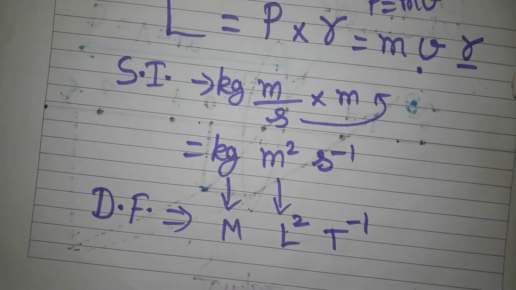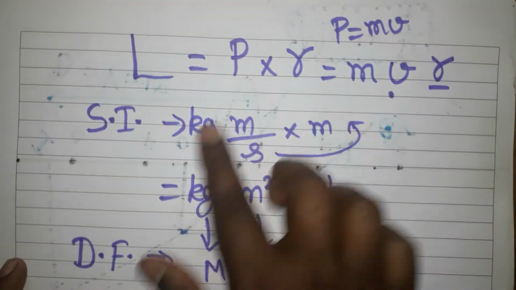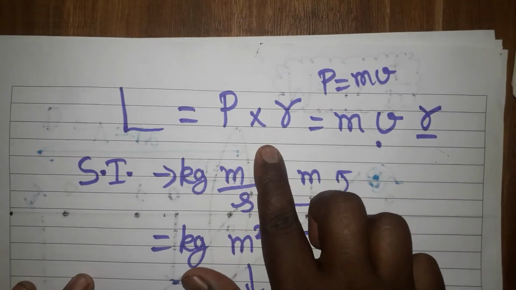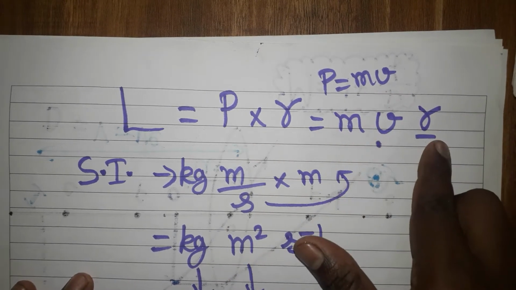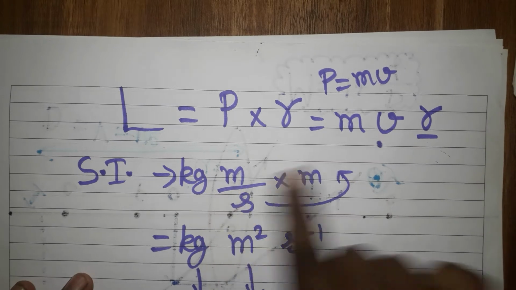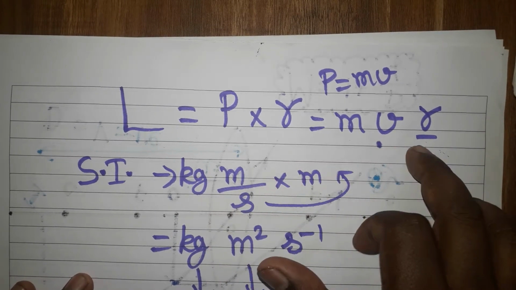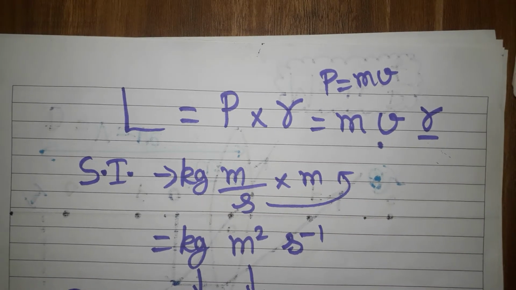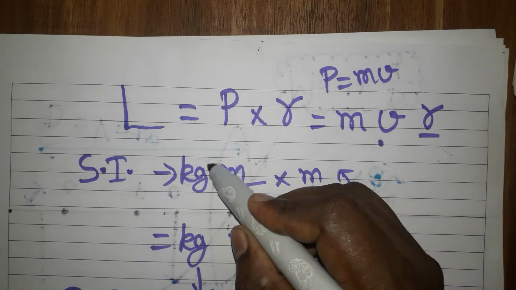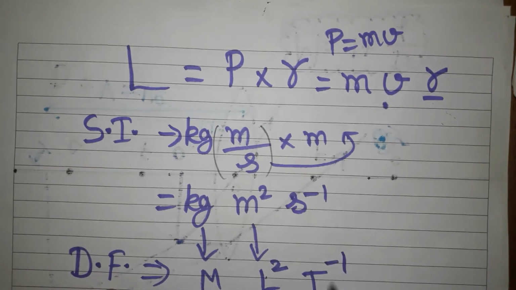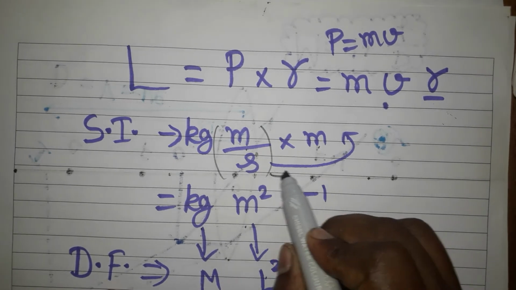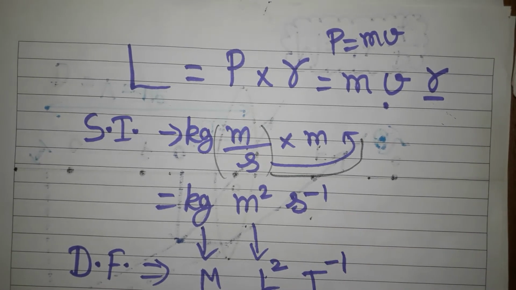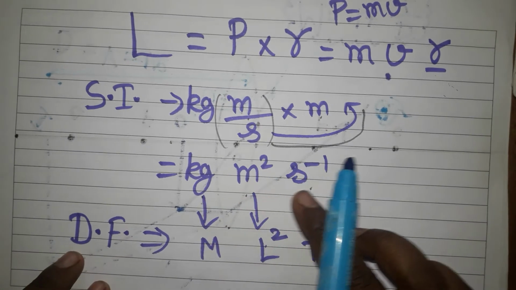The first thing: angular momentum is equal to linear momentum times radius. What is linear momentum? Mass into velocity. So L is equal to mvr. Mass unit is kg, velocity unit is meter per second, radius unit is meter. So kg meter per second into meter, so meter square, kg meter square per second. Taking second from the denominator to the numerator, we get second inverse. So finally the unit is kg meter square second minus 1.